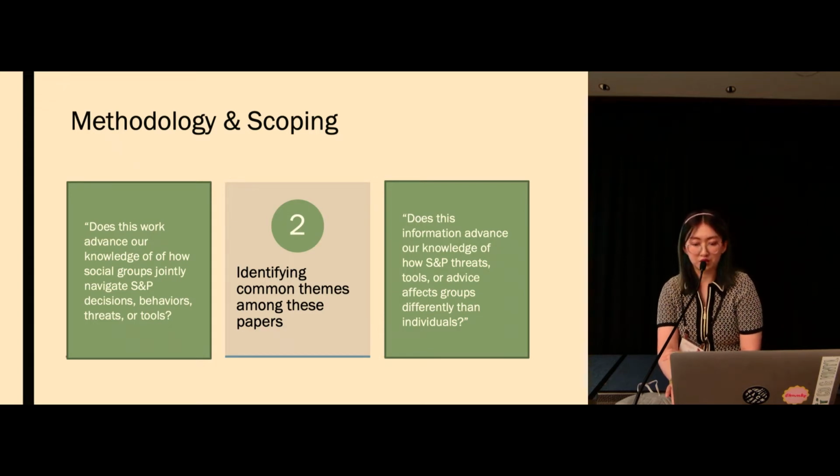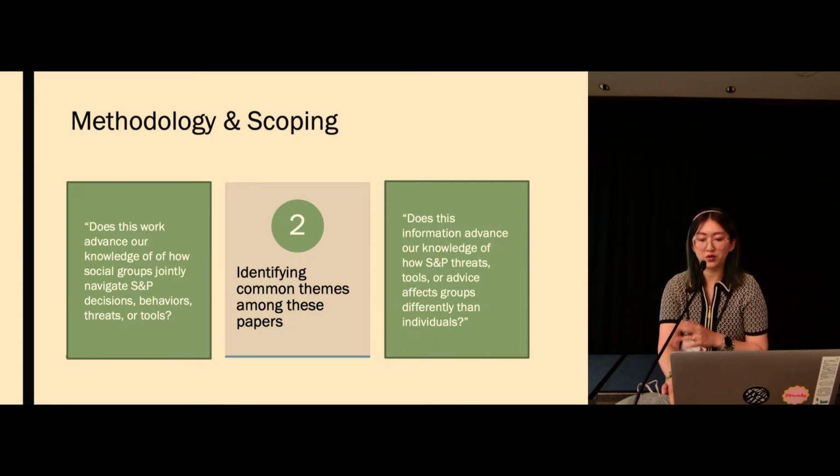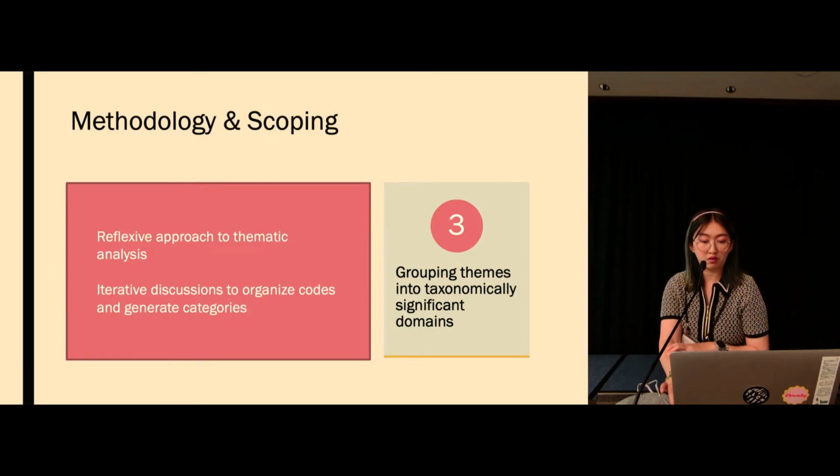So for example, work on sharing passwords with others qualifies as social cybersecurity since it involves an element of negotiation and trust in others, but work on general password usage and usability does not. So this left us with approximately 100 articles. And then for each of the papers, we identified the core research question, methodology, analysis, results, and so on. And then we applied a reflexive approach to thematic analysis.